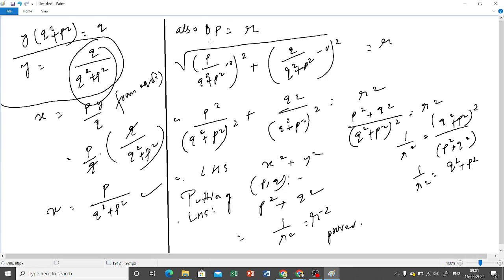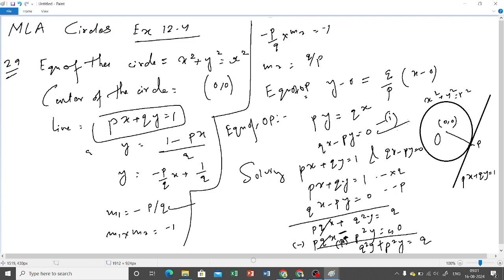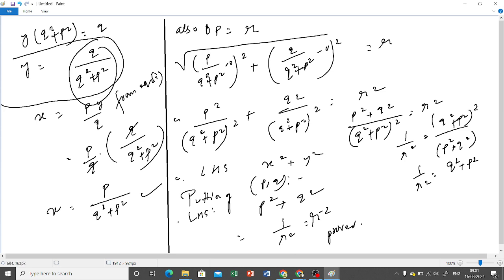Now also we know that OP is equal to r, right? What is OP? OP is the radius, and what is the length of the radius? R. So OP is r, and what is OP by distance formula? Root over x2 minus x1 whole square plus y2 minus y1 whole square. That is root over p by q square plus p square minus 0 whole square plus q by q square plus p square minus 0 whole square.